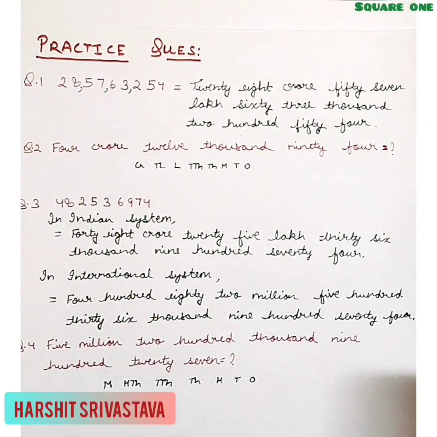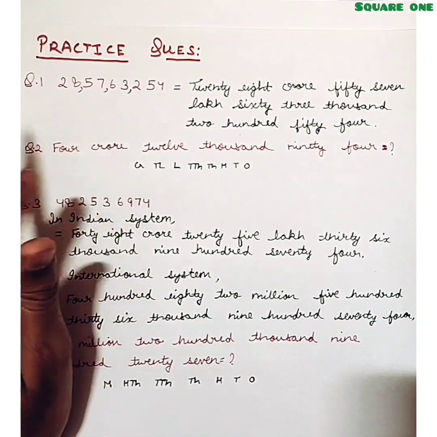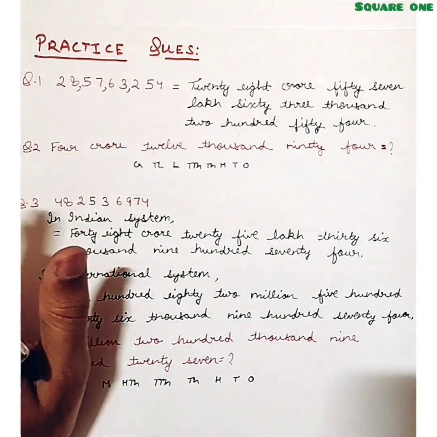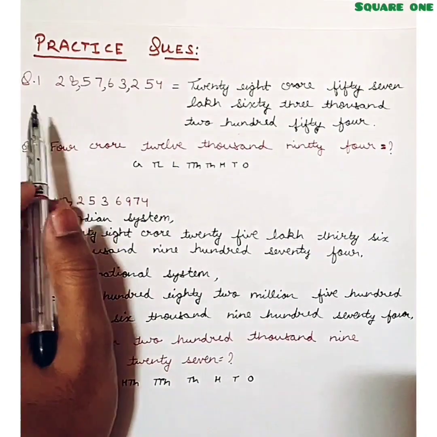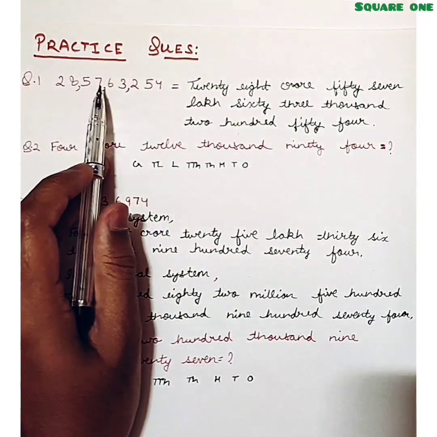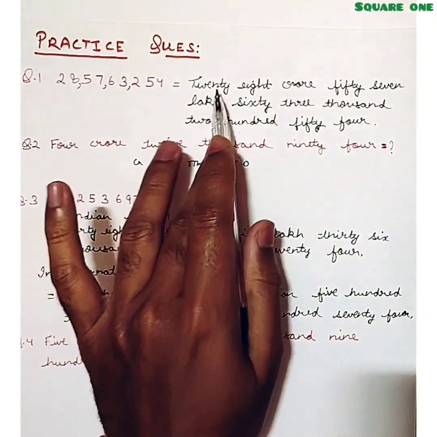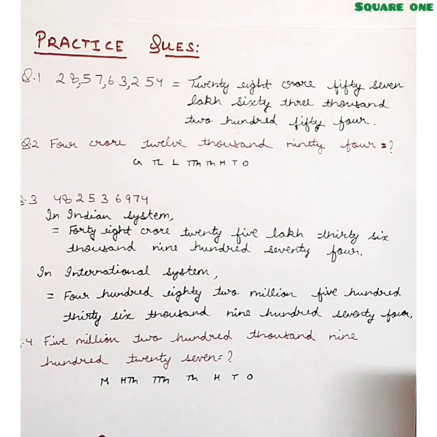The first thing that you have to do is use commas, so it becomes easier to read. Okay, I taught you the rule of 3-2-2-2. We can read this number as 28 crore 57 lakh 63,254. Okay, so here is the solution. I have written the solution.